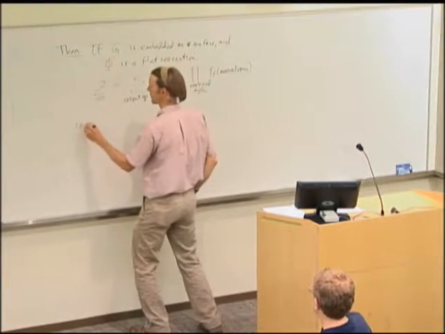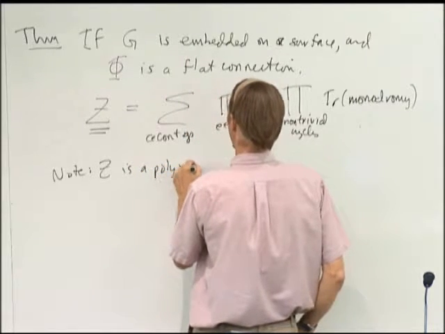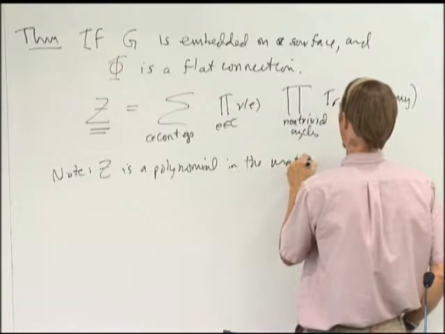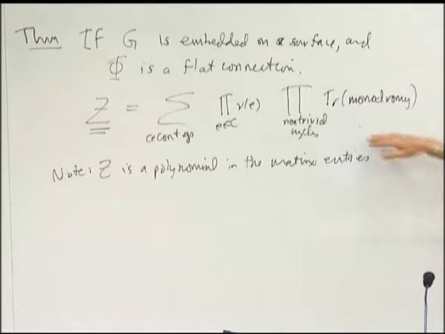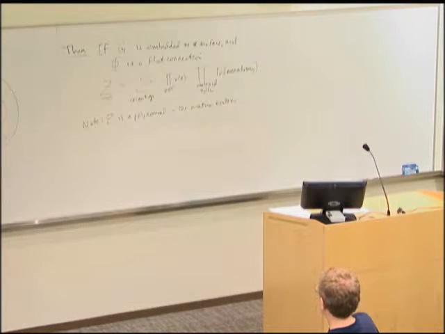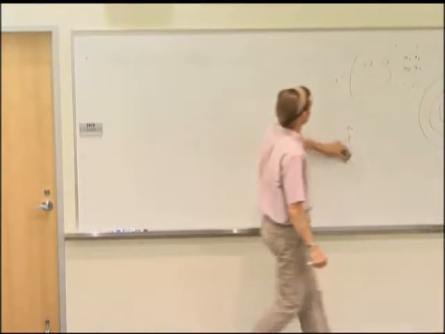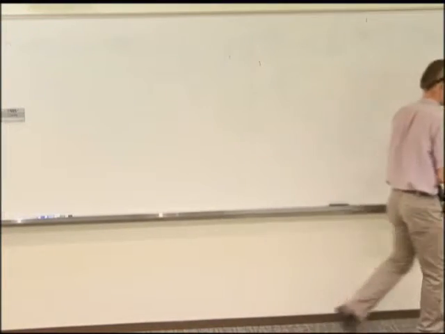So note, Z is a polynomial function in the matrix entries. It's not just any function, it's a function which is invariant under gauge transformation, under gauge equivalence. And there's a theorem about these kinds of functions, which is also not due to me, it's due to Fock and Goncharov. It's a beautiful theorem.